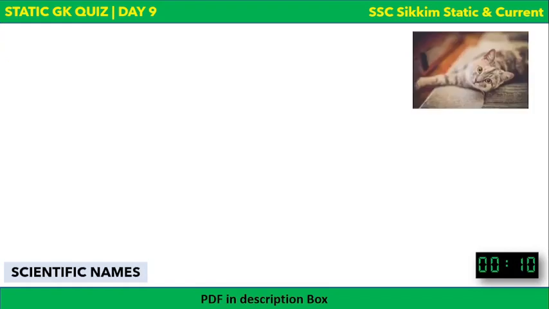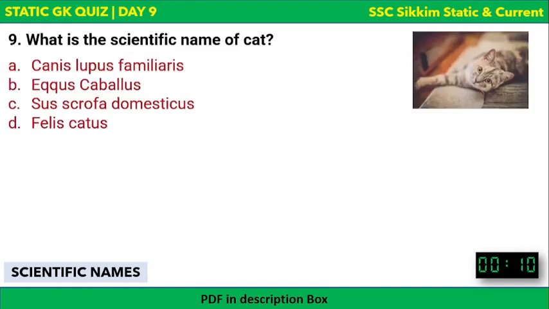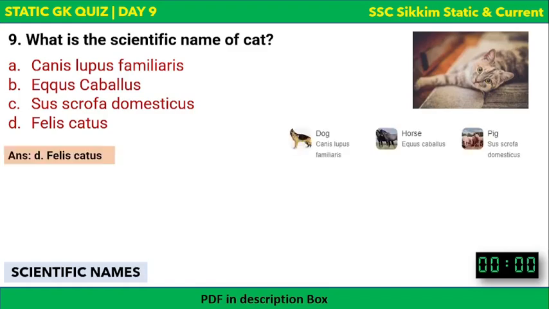Next, as you can see on the picture, what is the scientific name of cat? The options are there, and your time begins now. Canis lupus familiaris, which is the wrong answer. It's dog. So the remaining options: Equus caballus, Sus scrofa domesticus, Felis catus. The scientific name of cat is Felis catus. We just saw dog is Canis lupus familiaris. Horse is Equus caballus, and the scientific name of pig is Sus scrofa domesticus. So this is it.